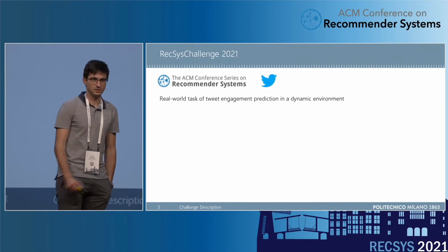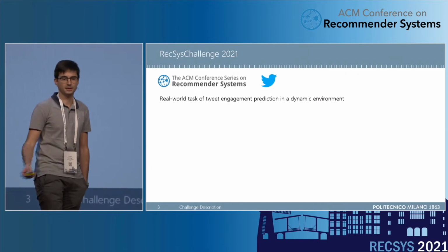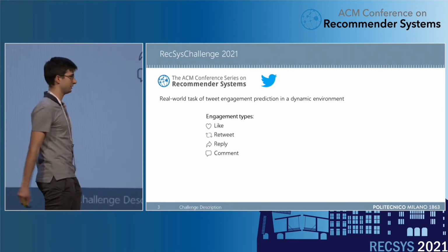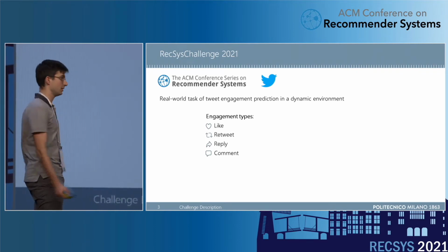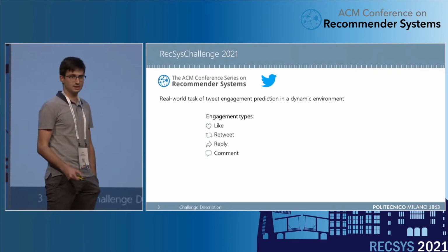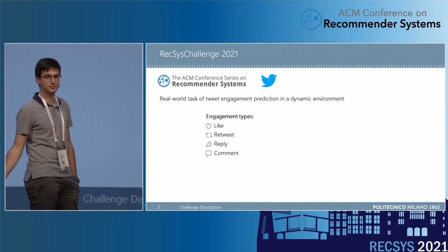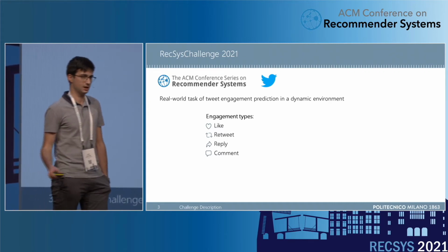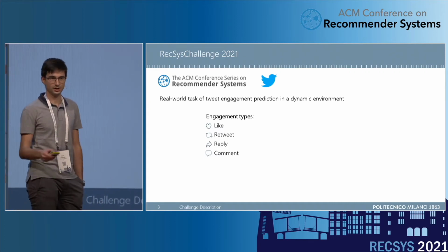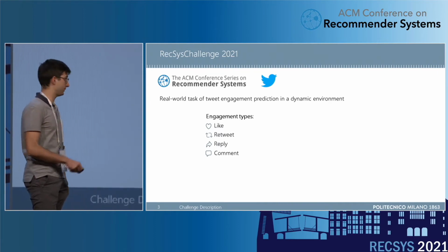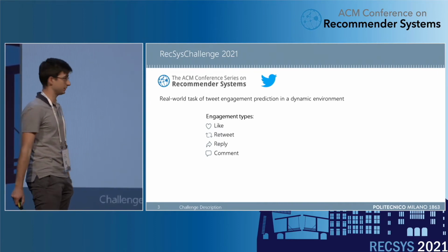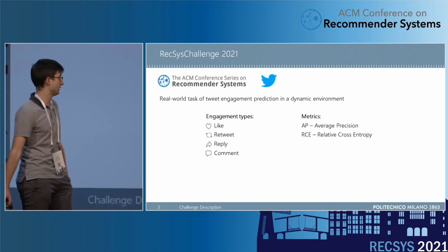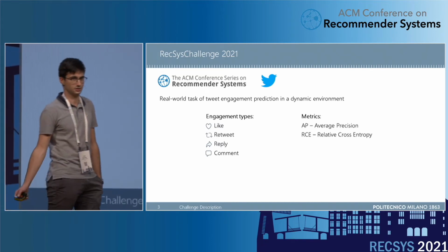This year's challenge has been hosted by Twitter with the goal of predicting user engagements in a dynamic environment. We had a dataset of interactions, or also called engagements, between users and tweets. Engagements are of 4 types. These 4 types are like, retweet, reply, and comment. And the overall goal of the challenge is to correctly classify each interaction with the correct probability of an engagement. The overall metrics used to score the quality of each solution are average precision and relative cross-entropy.